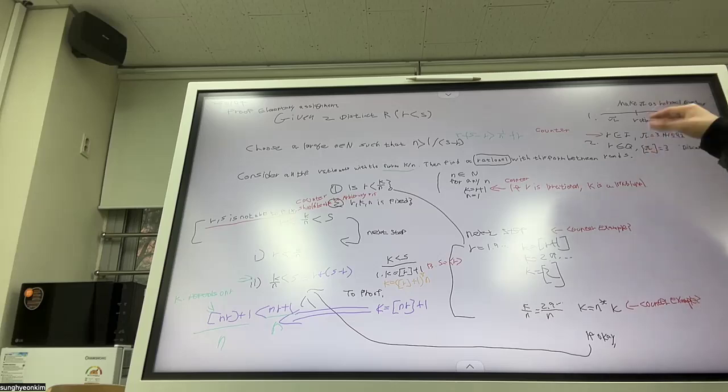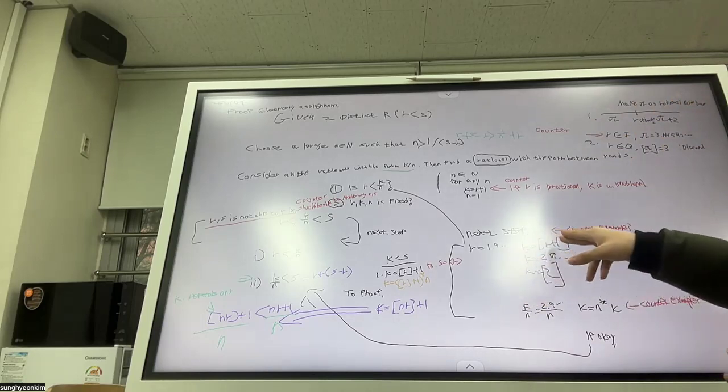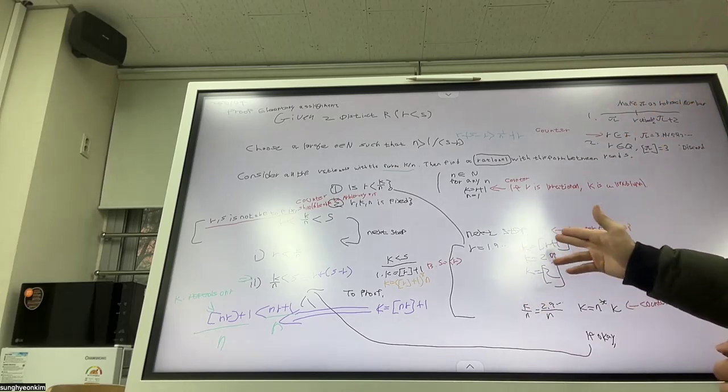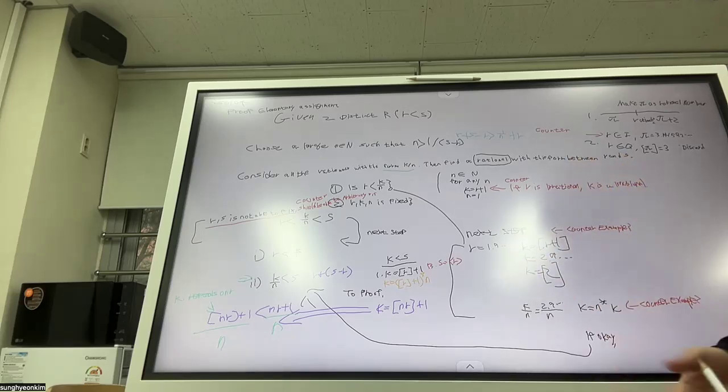How can I find a specific rational number? We can use the Gauss function, which discards everything below the decimal point and remains only the natural number part. So we can get a natural number. By using this, we can try again. We set K equals the Gauss function of R, plus 1. This is a specific example, and we get a natural number.